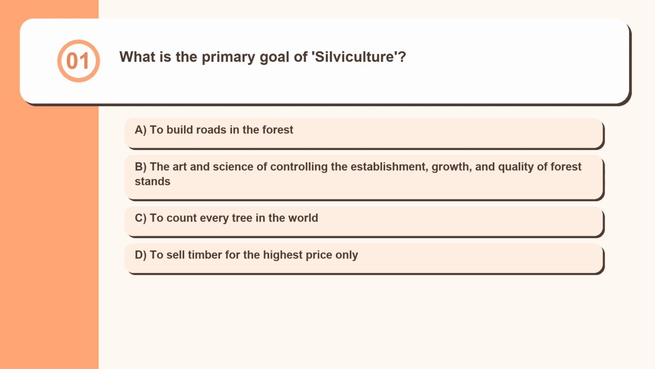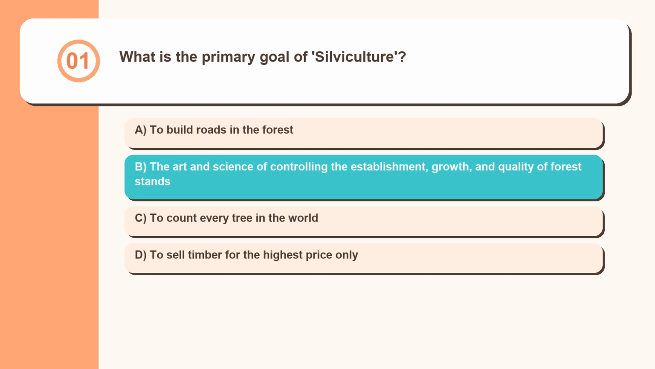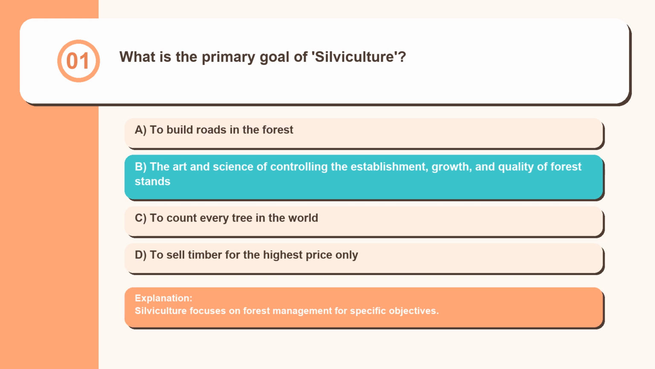Question 1. What is the primary goal of silviculture? To build roads in the forest. The art and science of controlling the establishment, growth, and quality of forest stands. To count every tree in the world. To sell timber for the highest price only. Silviculture focuses on forest management for specific objectives.